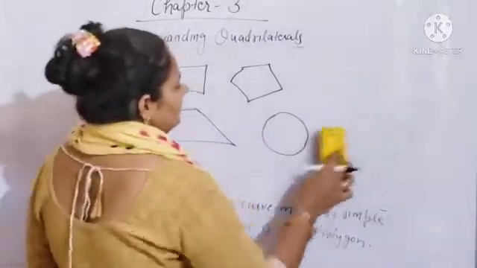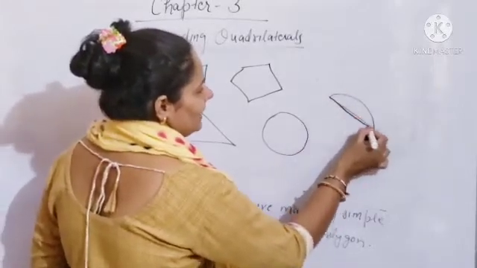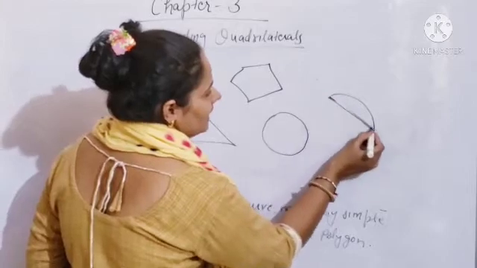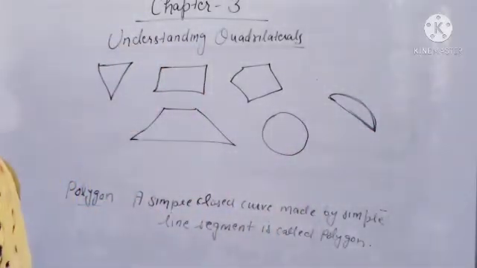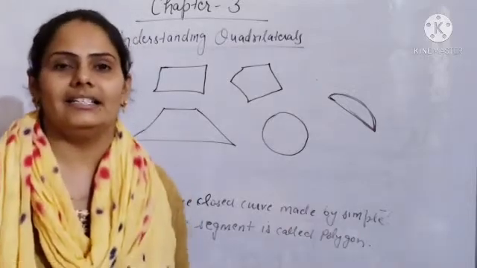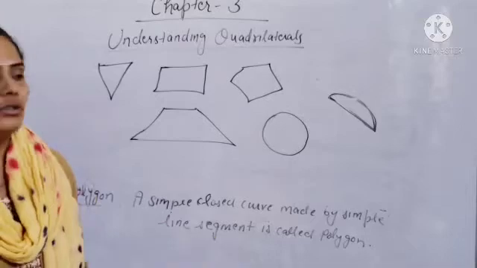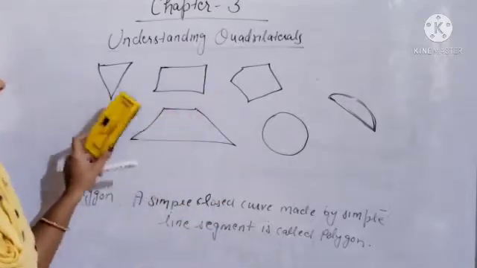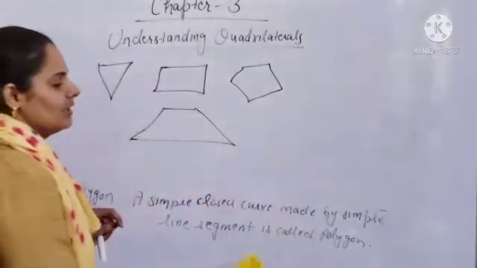So you can say, if for example you are making it with a curve like that, one line segment and one curve, one line segment and one curve, then this is not a polygon. A polygon will be made by only line segments, not by this type of curve. Clear? So simply you can say all these are called polygons. So this is the definition of a polygon.